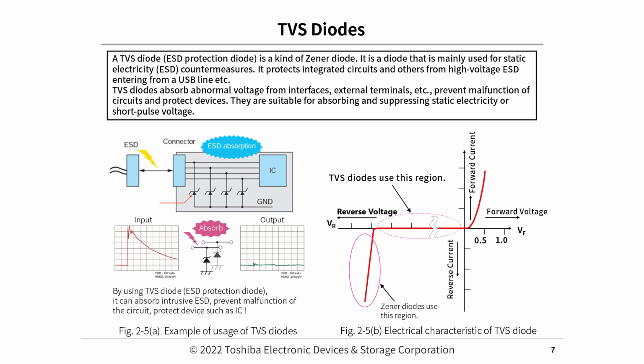TVS diodes. A TVS diode is a kind of Zener diode. It is a diode that is mainly used for static electricity (ESD) countermeasures. It protects integrated circuits and others from high voltage ESD entering from a USB line, etc. TVS diodes absorb abnormal voltage from interfaces, external terminals, etc., prevent malfunction of circuits and protect devices. They are suitable for absorbing and suppressing static electricity or short pulse voltage.